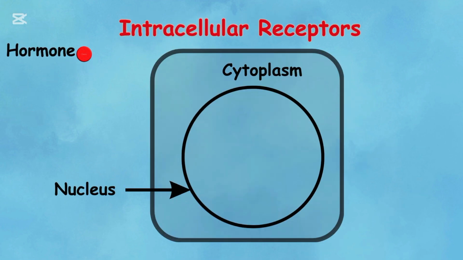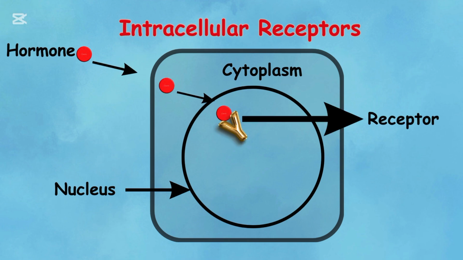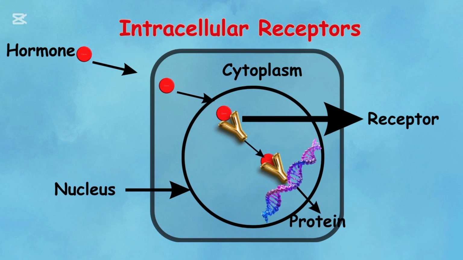Hormonal action based on intracellular receptors occurs when lipid-soluble hormones pass through the cell membrane and bind to receptors inside the cell. The hormone receptor complex in the nucleus then directly affects gene expression.